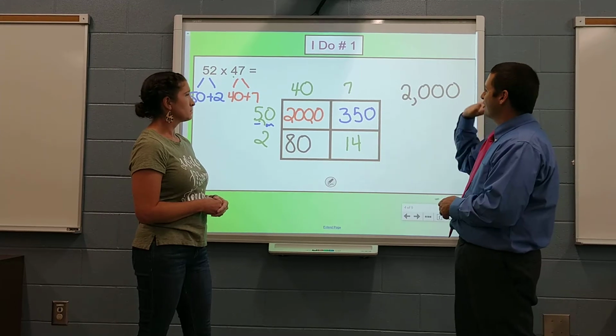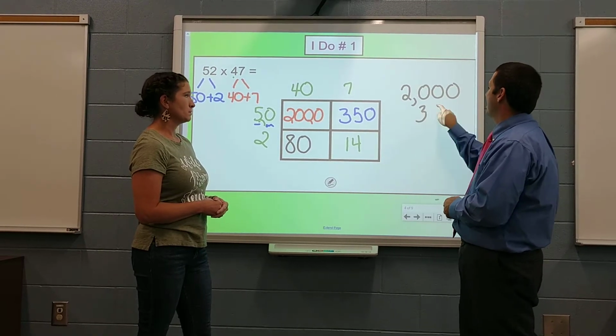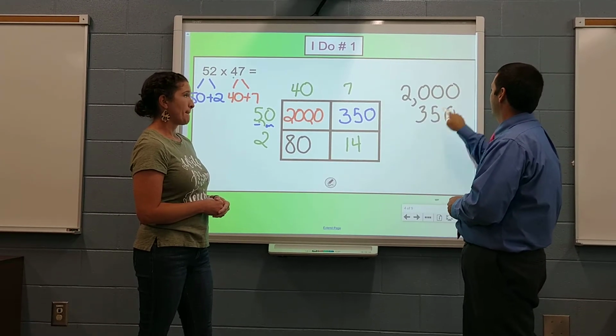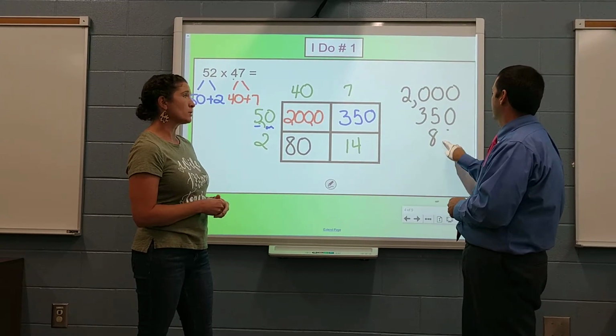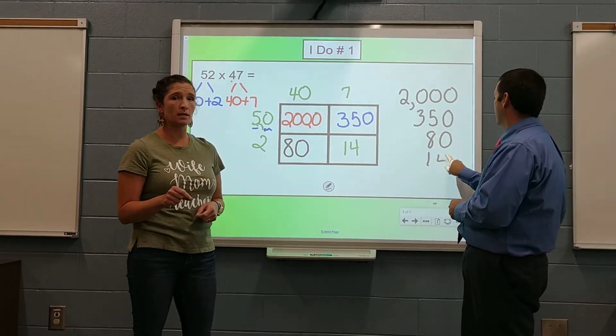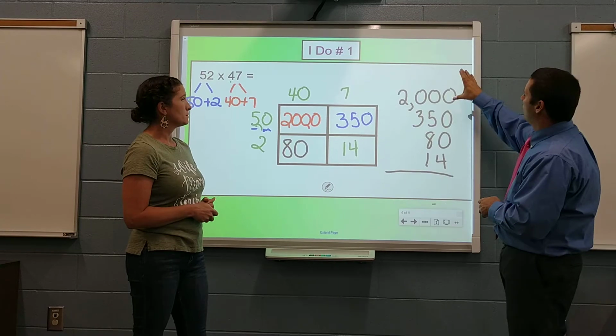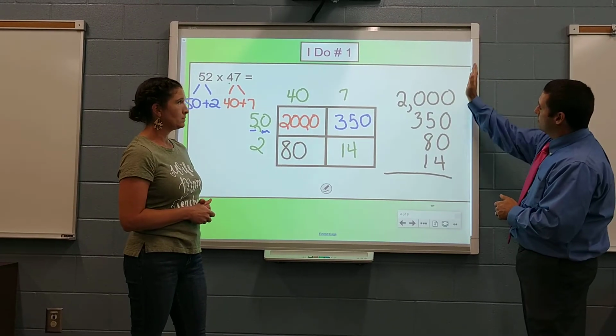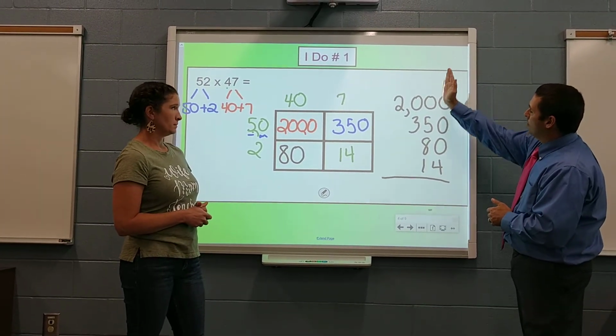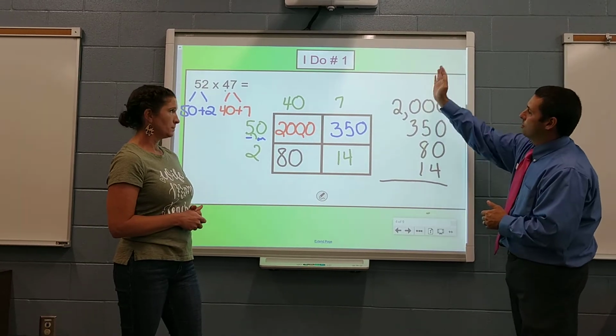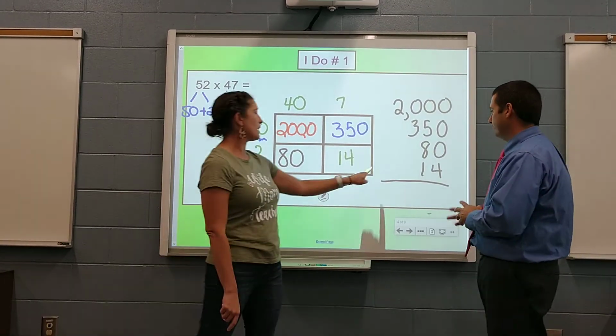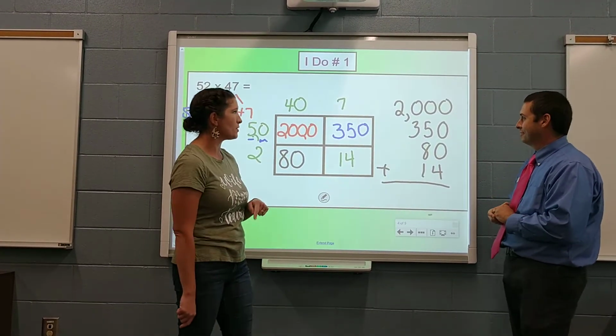Yep, so we're just going to stack those partial products nice and neat, make them look as pretty as we can. And make sure that your place values are all lined up together. That's right, I want all my ones places to be in line. I want all my tens places, my hundreds, and my thousands. Perfect. And so now we're just going to add all those together.